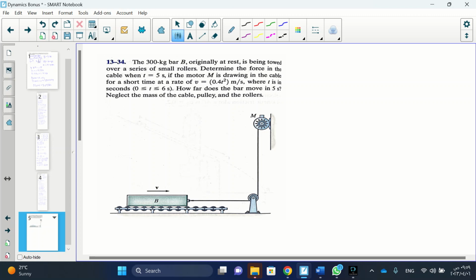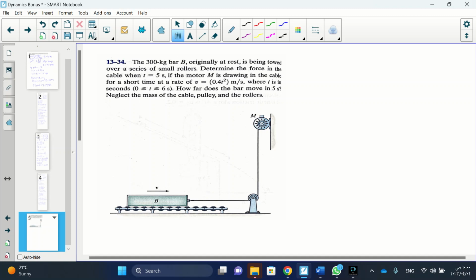If the motor M is drawing in the cable for a short time at a rate of V equals 0.4 T squared meters per second, where T is in seconds, how far does the bar move in 5 seconds? Neglect the mass of the cable, pulley and the rollers. Okay, so in this question we need to find the S.